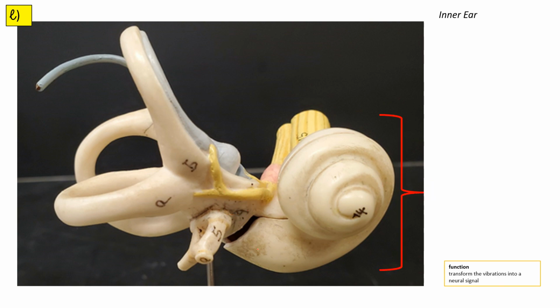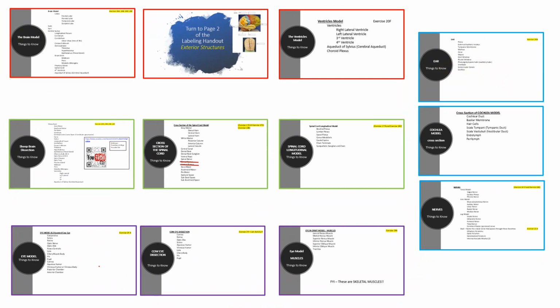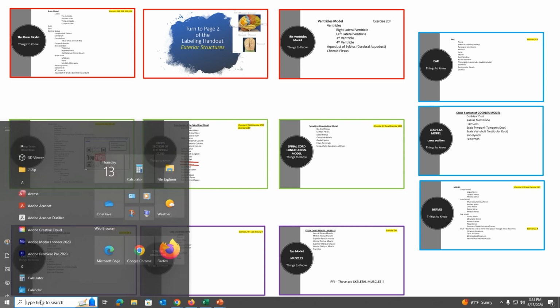And then letter L, this snail shell shaped structure, is called the cochlea. And this is actually where hearing is determined. So this is where the vibrations go in and get translated to sound. And that concludes the ear video.